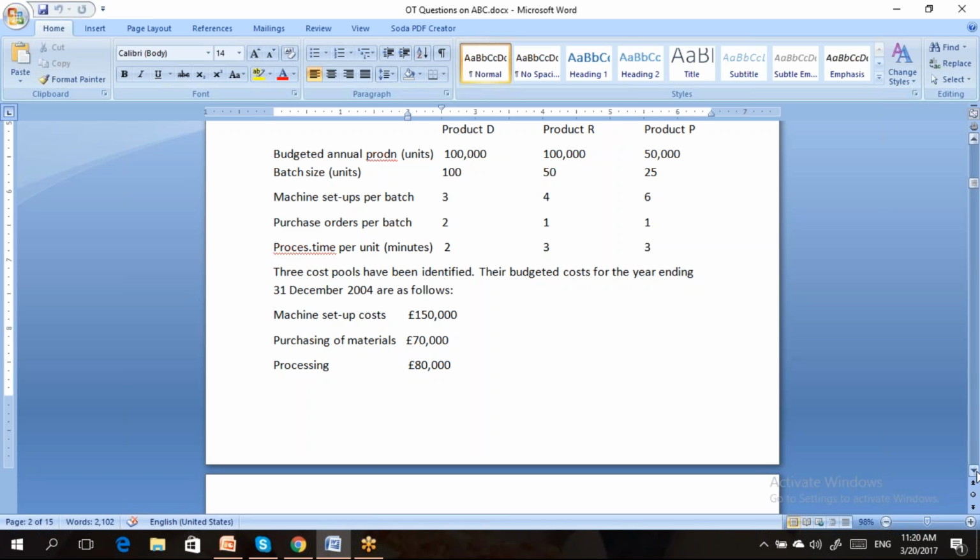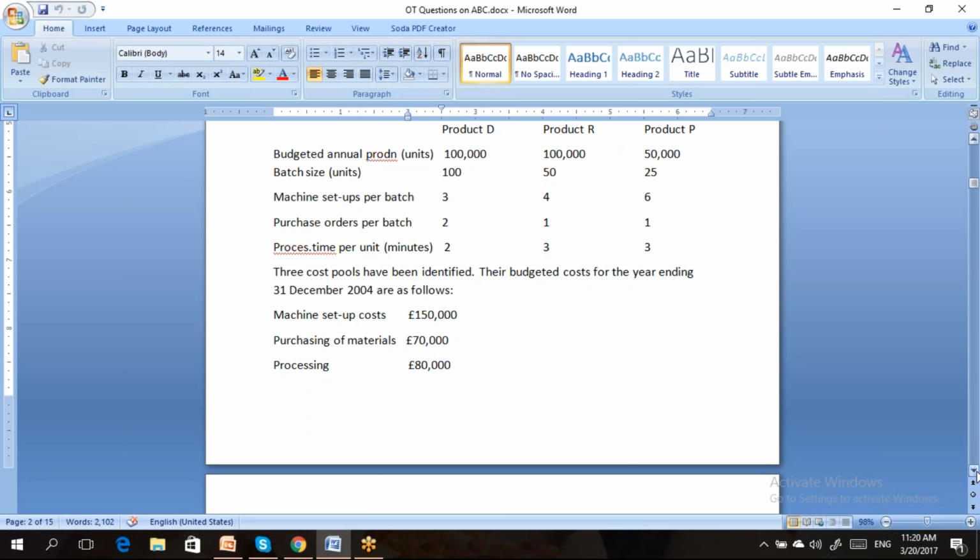Product R is going to take 3 minutes. Then the other one, after taking 1167 per bed, you worked out the 23 cents, but you put the 1167. That was careless. That is where you have to be very, very careful.